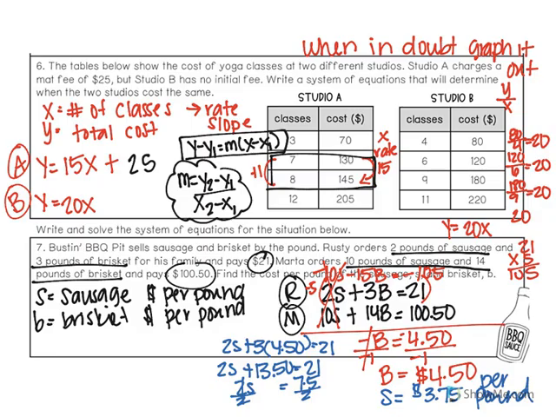I liked the elimination method just because the numbers were simple enough to do that. Again, when in doubt, graph it out on Desmos. And if you have any questions, please let me know.